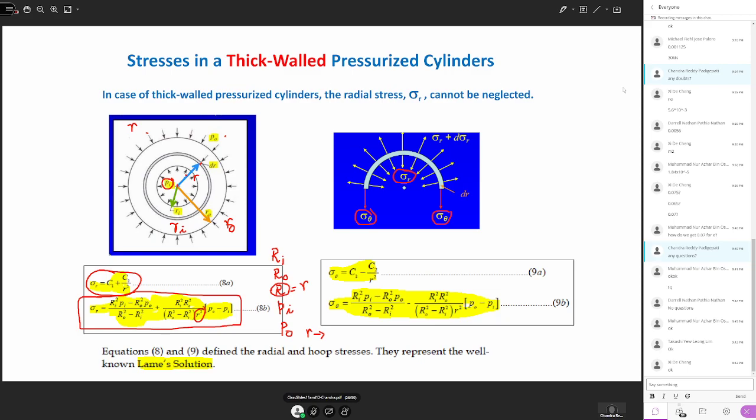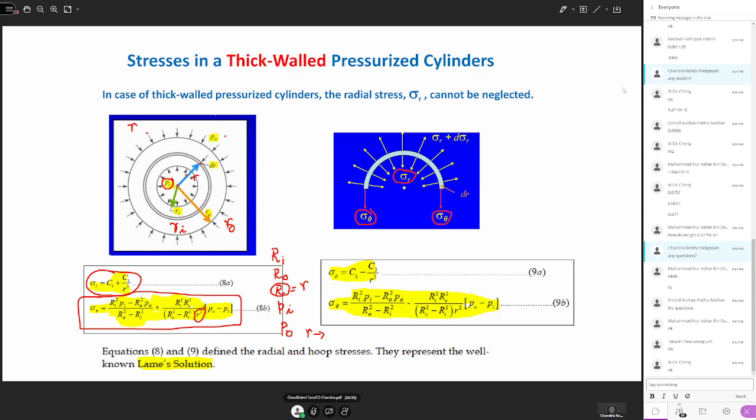Thick wall cylinders are used mainly to carry pressurized liquids, so they are subjected to high pressures inside. As a result, the stresses in the thickness will vary. There are two types of stresses: one is the radial stress and the other is the tangential stress. You can define the radial and tangential stresses in terms of the inner pressure, outer pressure, and also the inner radius and outer radius.